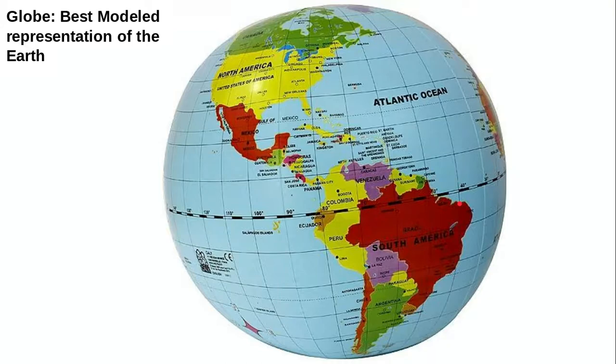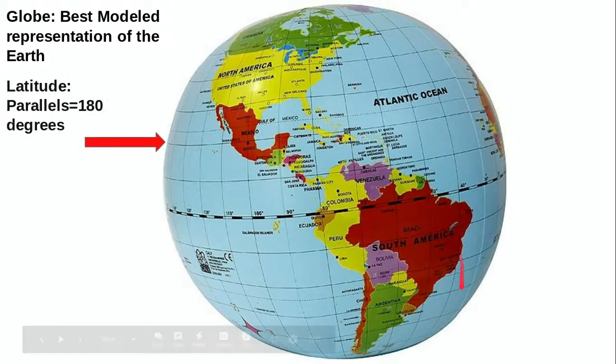What is this right here? This is a globe. The globe is the best modeled representation of the Earth. Why? Because the Earth is a sphere and so is a globe. If you try to take what is on the globe and flatten it out, it will distort the lands. So this is why a globe is the best modeled representation, because it's a sphere just like the Earth.